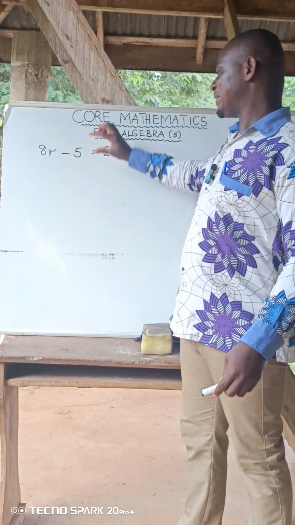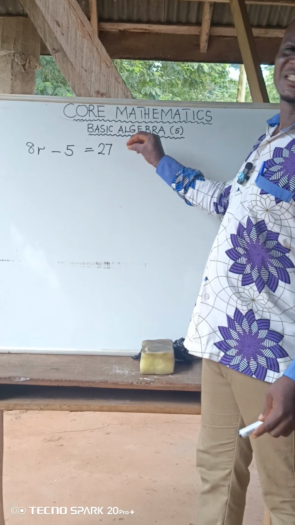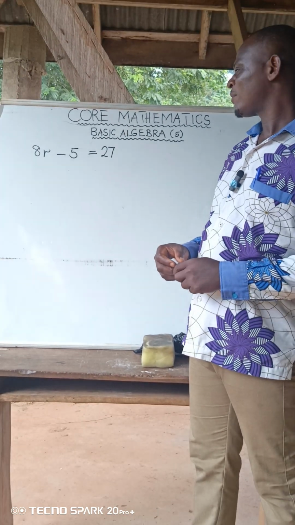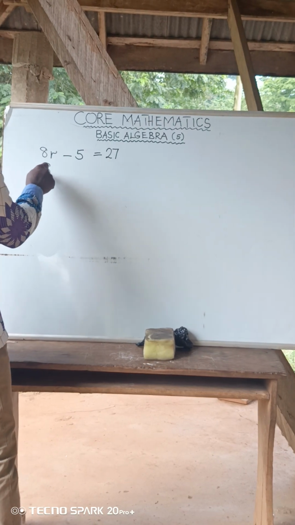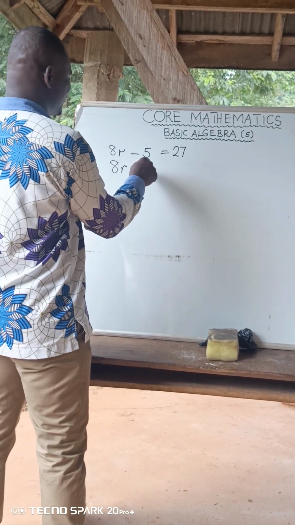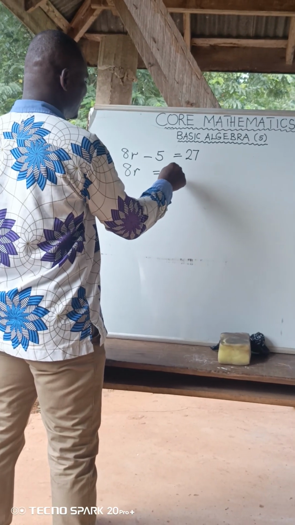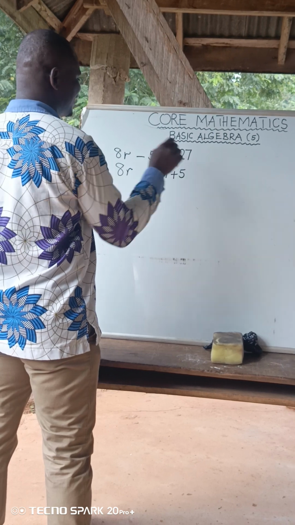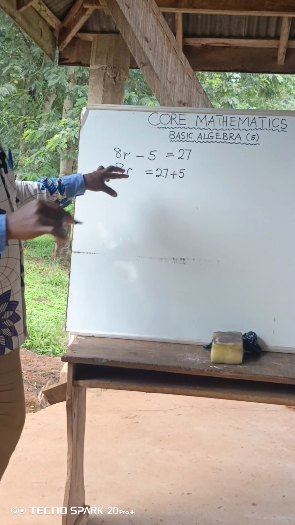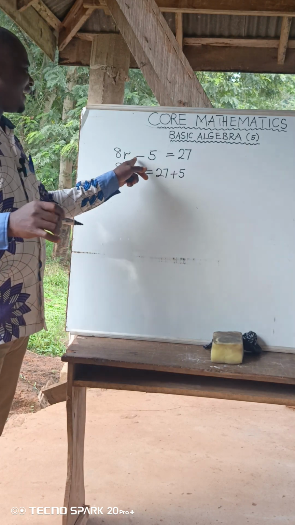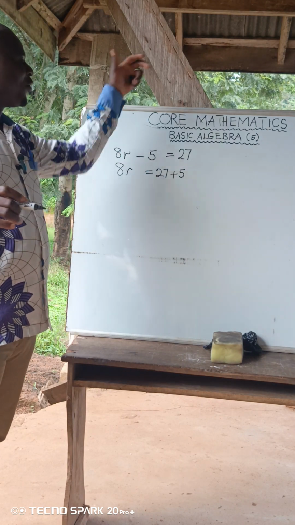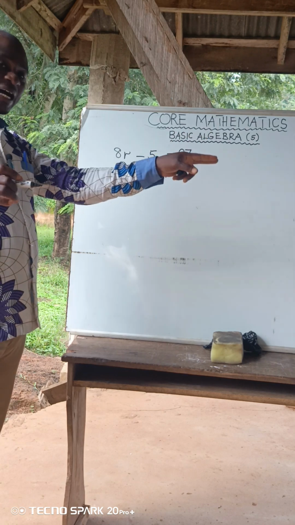So knowing this, I now know that I have to undo this one first and come to 8r equals to 27 plus 5. And I know by now, you know that this is how it's supposed to go. A subtracting number goes over the equal to sign to go and add.